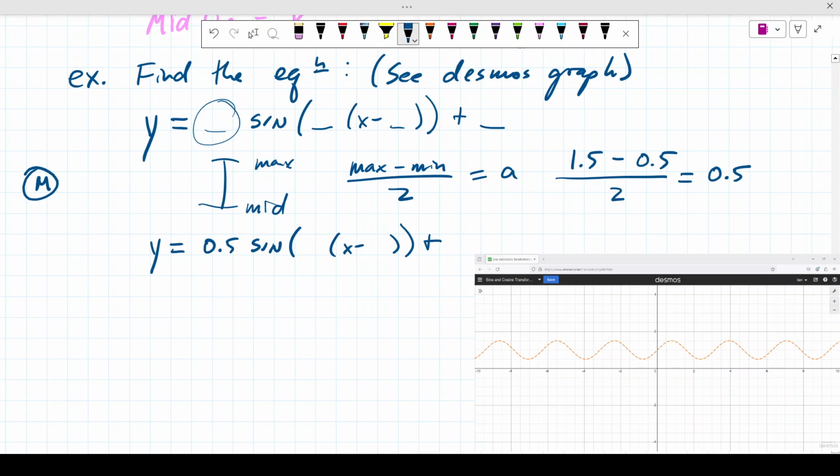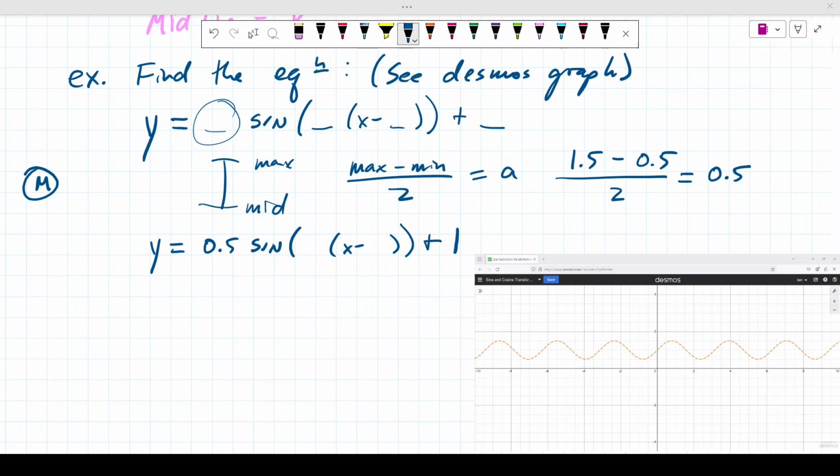How about the shift? Where is that midline? Well, it is at 1. I have to look carefully and make sure I'm not making any mistakes, but it is clearly at 1. So this sinusoidal has been shifted up by 1. There we go.